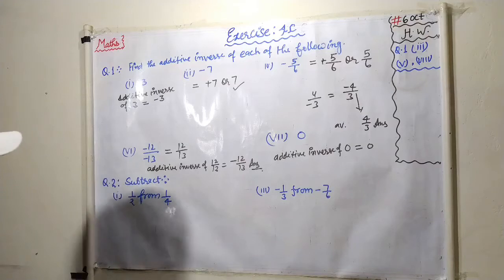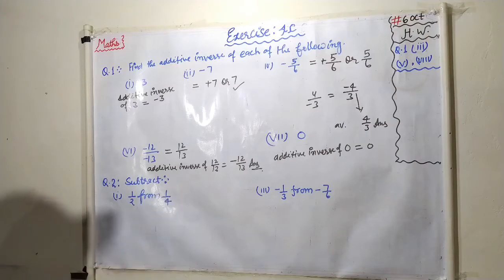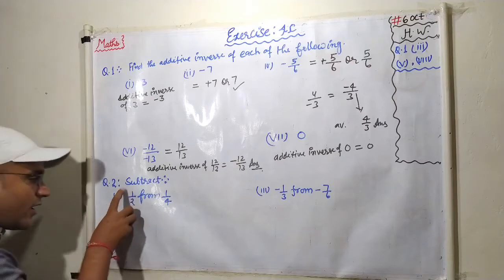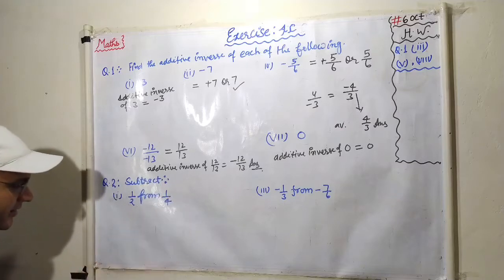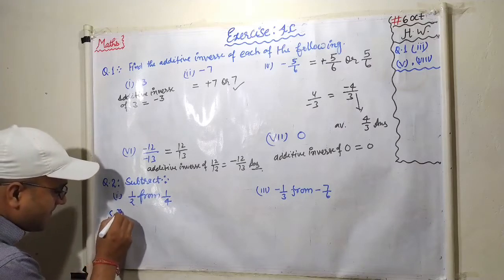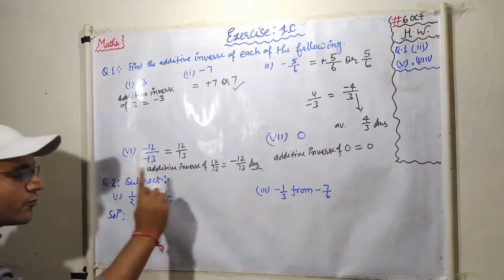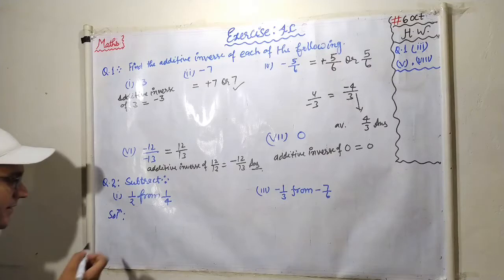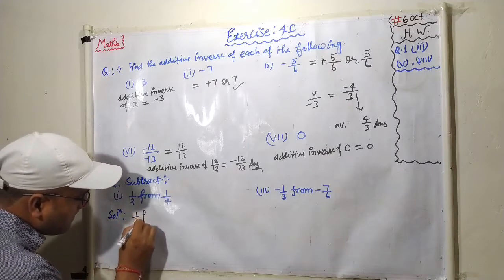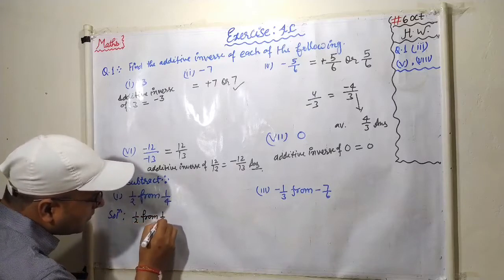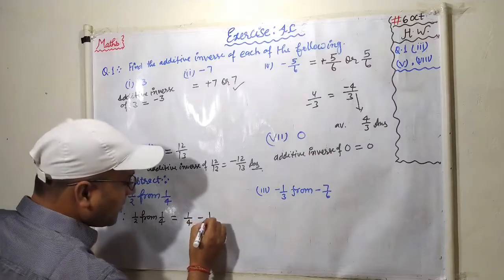Now question number second, subtract. First one is 1 upon 2 from 1 upon 4. Subtract this quantity 1 upon 2 from 1 upon 4. It means first you write the second one in your solution. Students, very important, you will read it like this: subtract 1 upon 2 from 1 upon 4. Very easy, subtract. So first you write 1 upon 4 minus 1 upon 2.